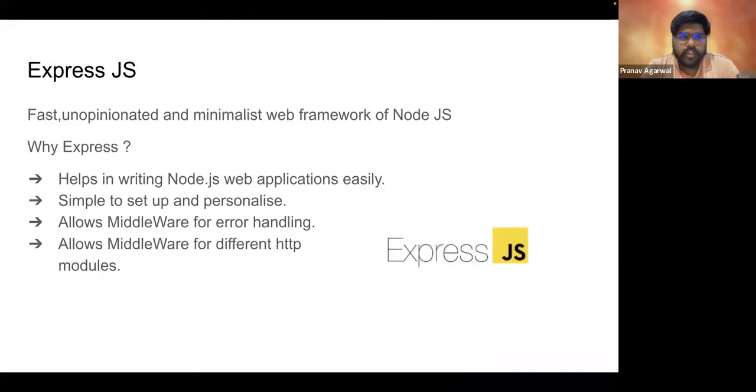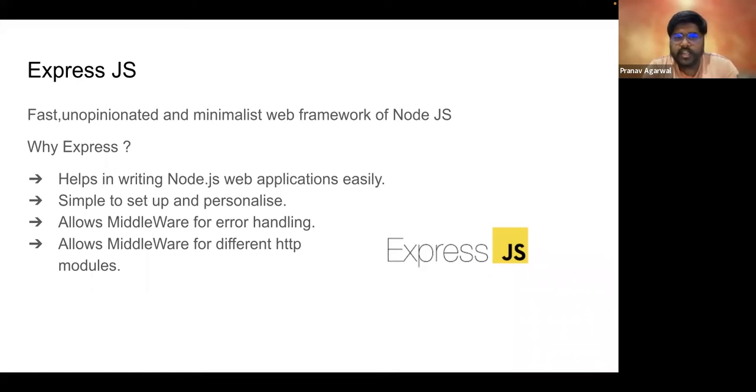Now we get to Express.js. Express.js is a fast, unopinionated, and minimalist framework of Node.js. What exactly does this mean? So whenever we write code in Node.js, it is like 10 lines. But what Express does is it writes in 2 to 3 lines. So we have an advantage, right?